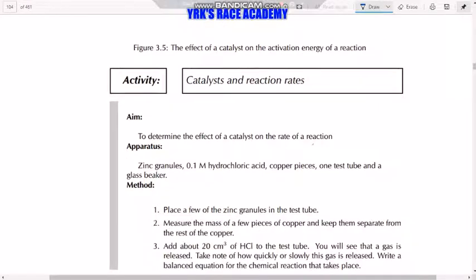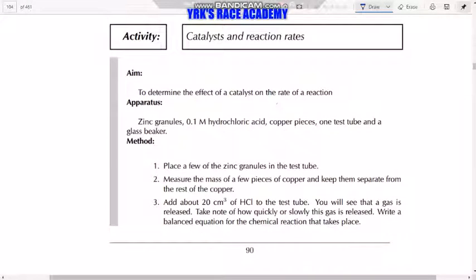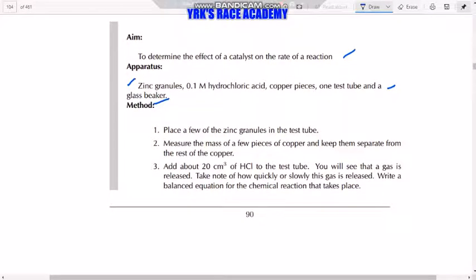Catalyst and reaction rates. There are many activities to determine the effect of catalyst on the rate of reaction. There is a small experiment. This experiment needs zinc granules and 0.1 M hydrochloric acid, copper pieces, one test tube and a glass beaker. These are enough. In this method, we'll place a few zinc granules in a test tube. After that, we'll measure the mass of a few pieces of copper and keep them separate from the rest of the copper.